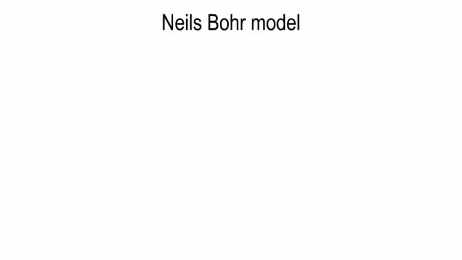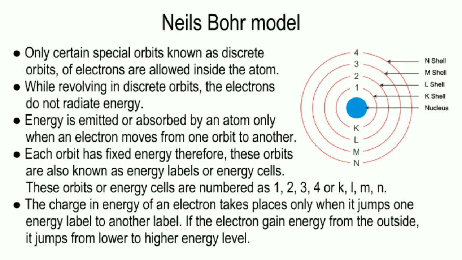Niels Bohr model. Only certain special orbits, known as discrete orbits, of electrons are allowed inside the atom. While revolving in discrete orbits, the electrons do not radiate energy. Energy is emitted or absorbed by an atom only when an electron moves from one orbit to another. Each orbit has fixed energy. Therefore, these orbits are also known as energy levels, or energy shells.